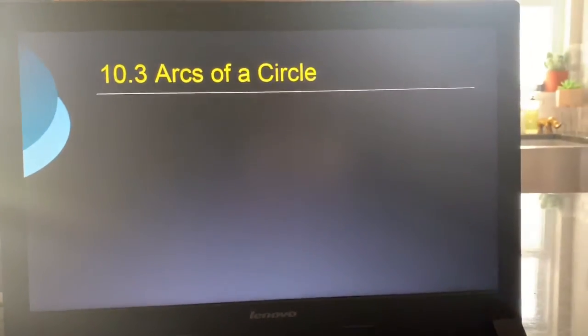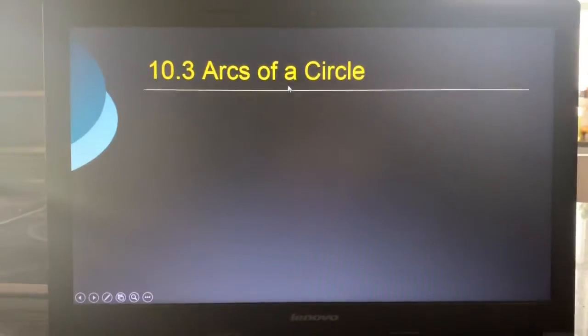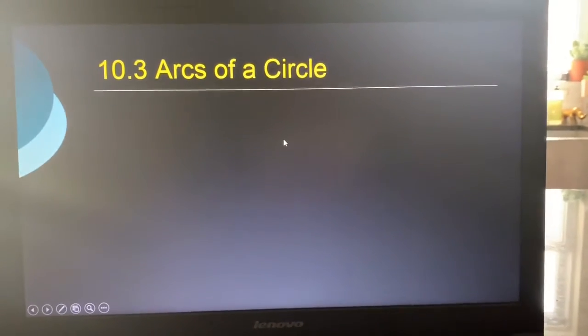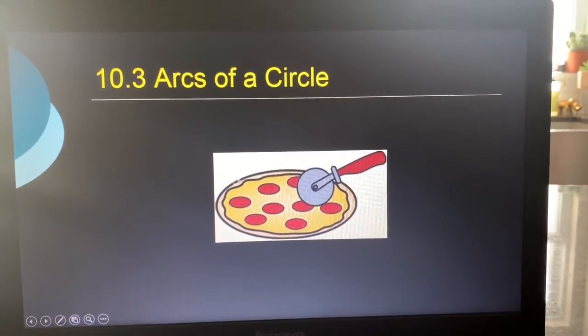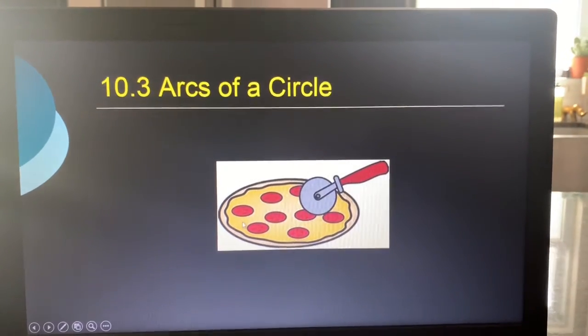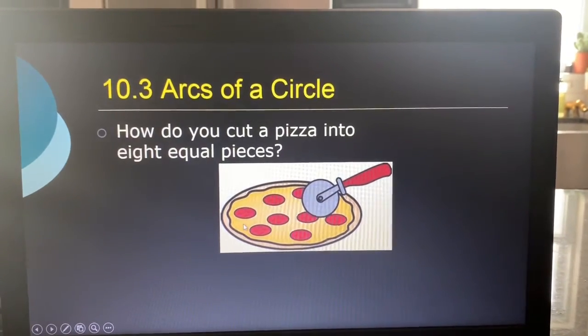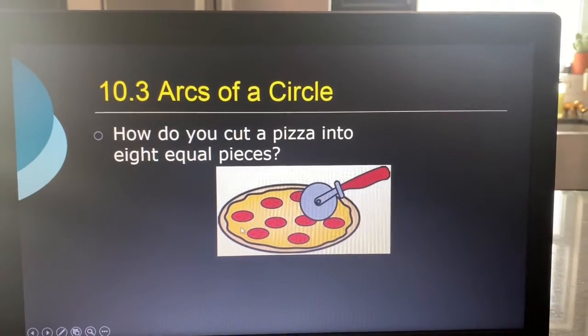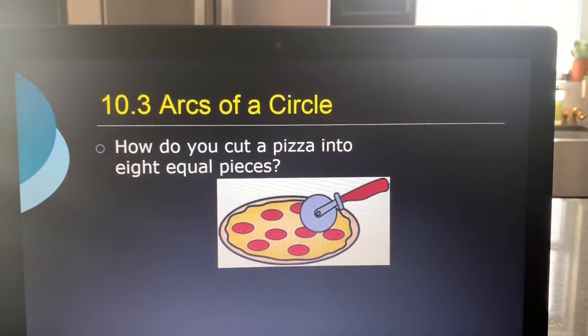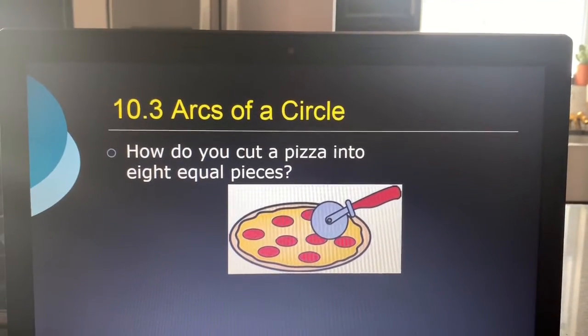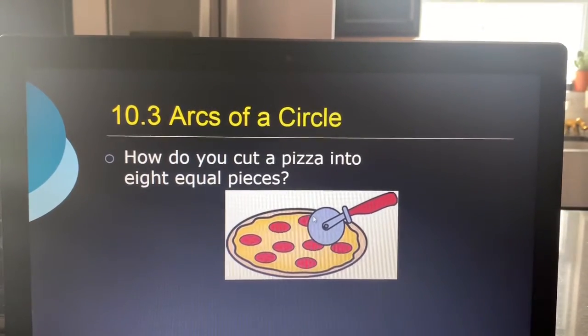All right, y'all, 10.3. Let's talk arcs of a circle. So you know about pizza, right? Pizza is just a big old circle, a delicious circle. And here's a question for you. Hey, how would you cut a pizza into 8 equal pieces? And you might be thinking, well, duh, you just take your little slicer and you cut it.